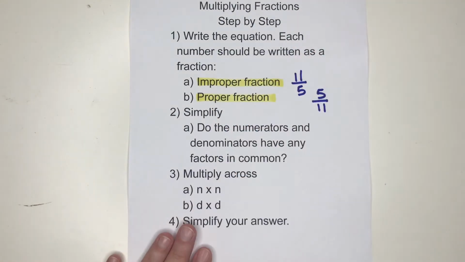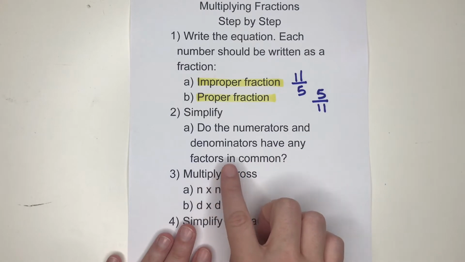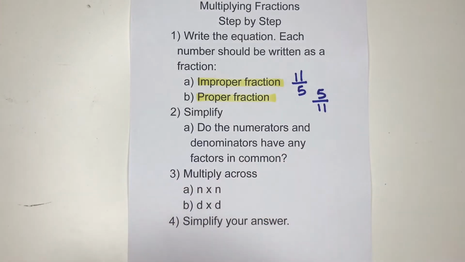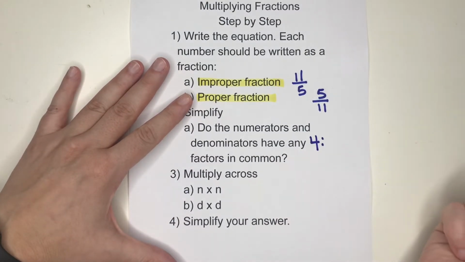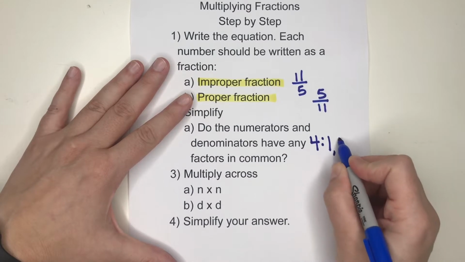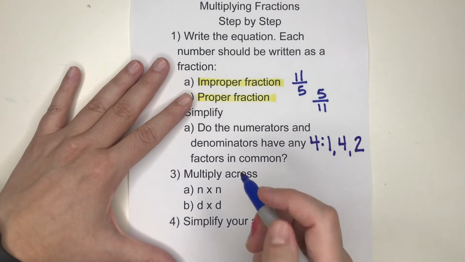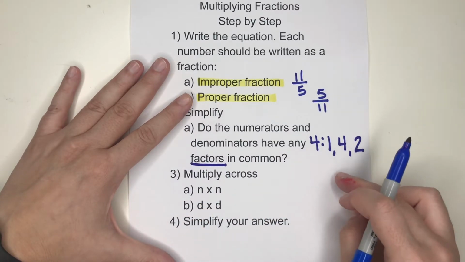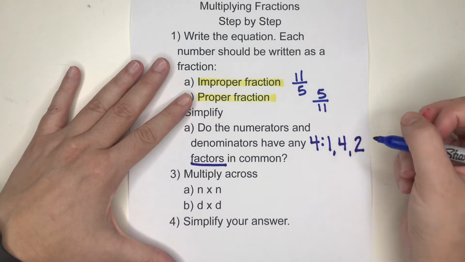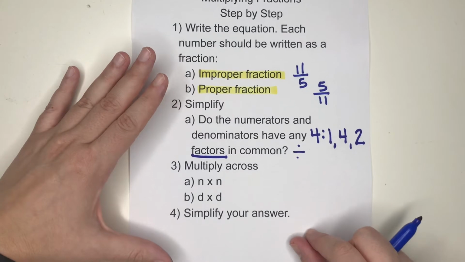Next, simplify. Do the numerators and denominators have any factors in common? And remember, a factor is a smaller number that equals a bigger number when you multiply them. So if I have the number 4, factors of 4 would be 1 times 4 or 2 times 2. These numbers are factors. If your numerator and denominator have anything in common, you may use these factors to divide, and that simplifies the fraction.